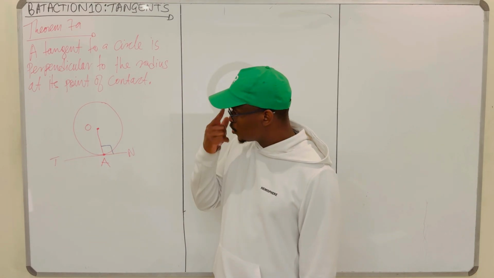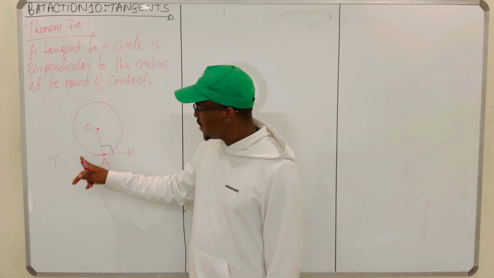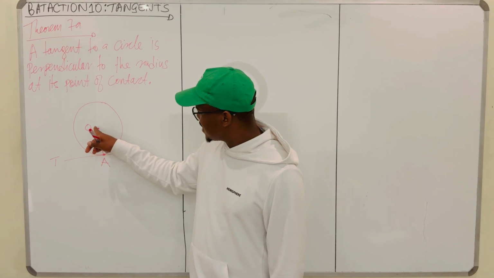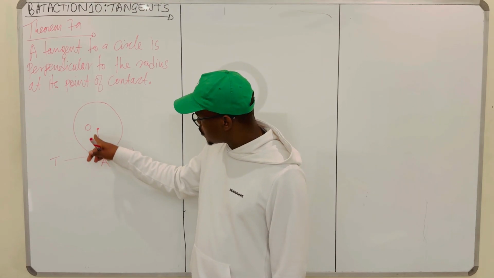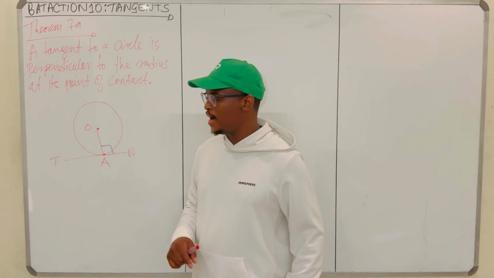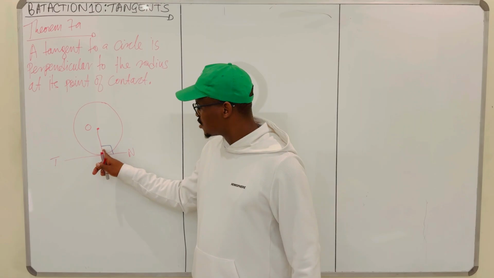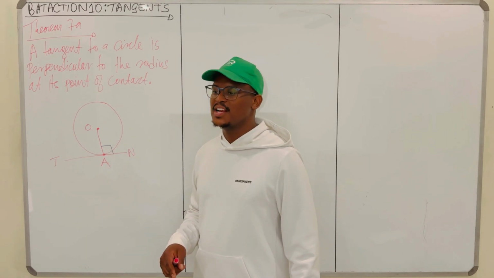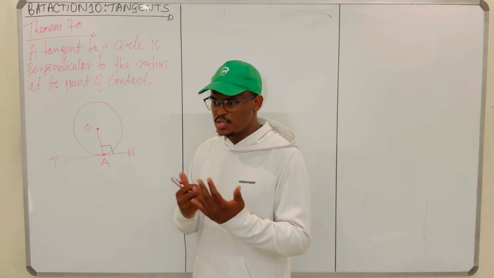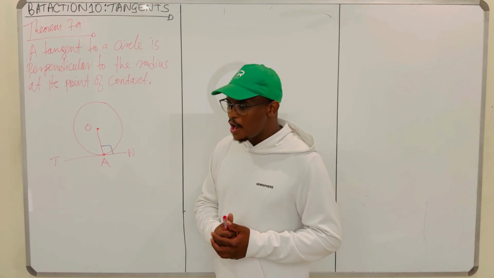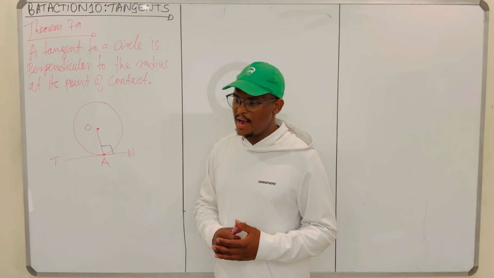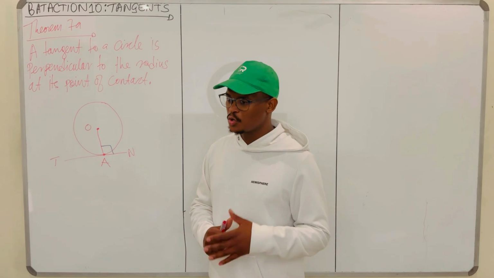Do you understand? So what we have here is a circle with center O, and we have a tangent TN, and this tangent is touching the circle at point A. If you join the radius OA, they are saying this radius of yours, OA, will be perpendicular to the tangent TN. That's what we want to prove, the perpendicularity of the tangent and the radius. No problem. So how are we going to prove this? To prove this, we're going to use a similar method as above. Not as above, actually. It's going to be different.